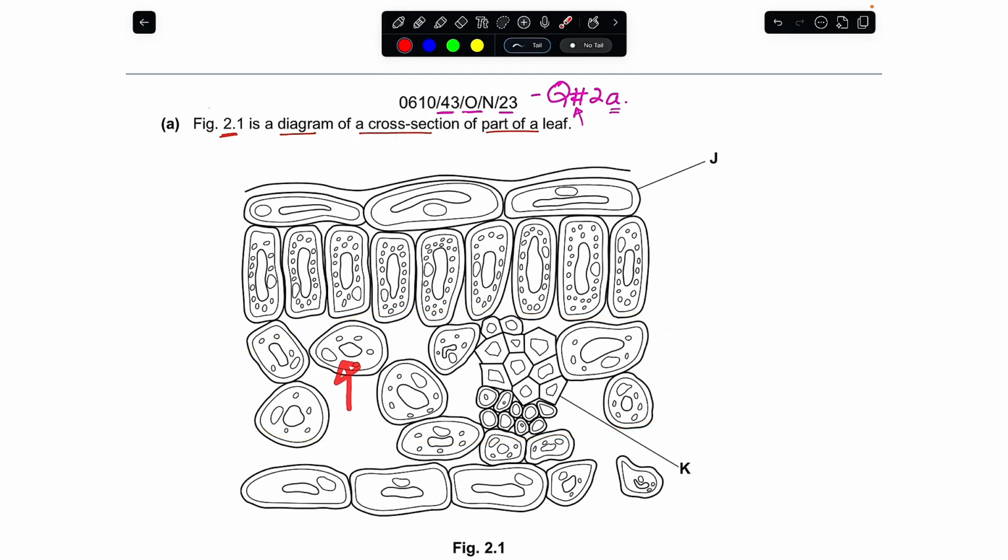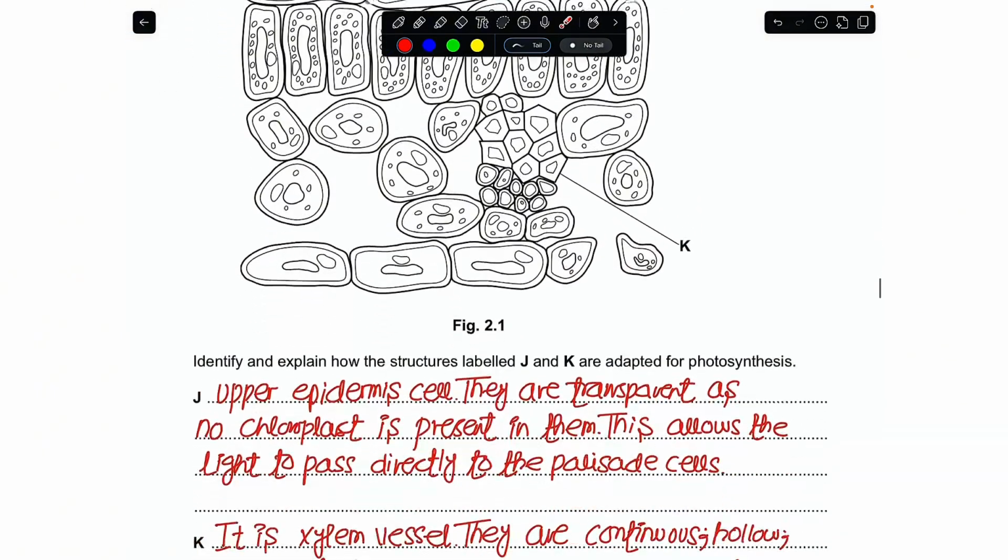This is the spongy mesophyll cell. Here we have the air spaces and this guy right here that we see is a vascular bundle. The big boxes that you see here are the xylem and the bottom one that we see is the phloem. Here, these guys right here are the guard cells and the opening among them is the stomata.